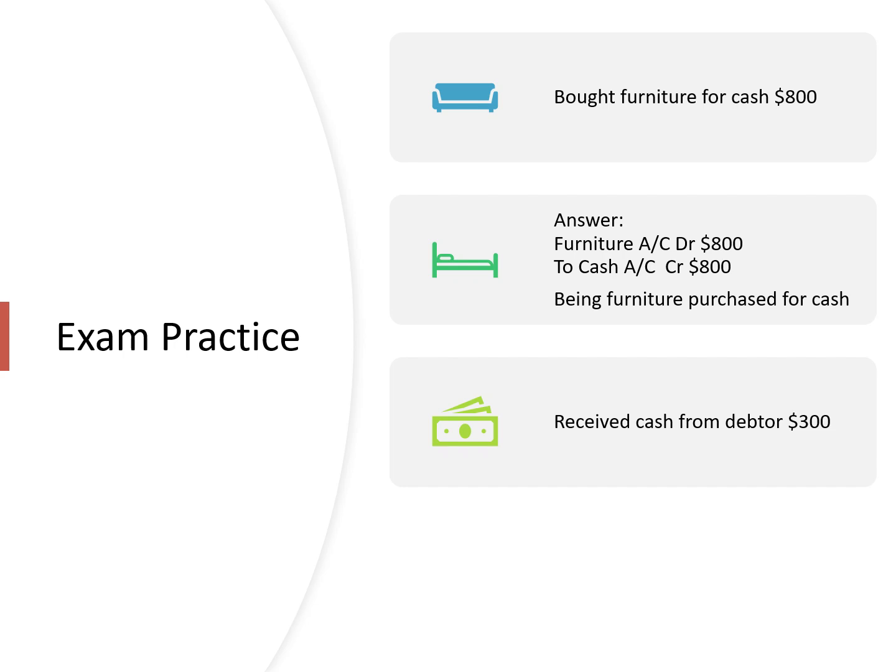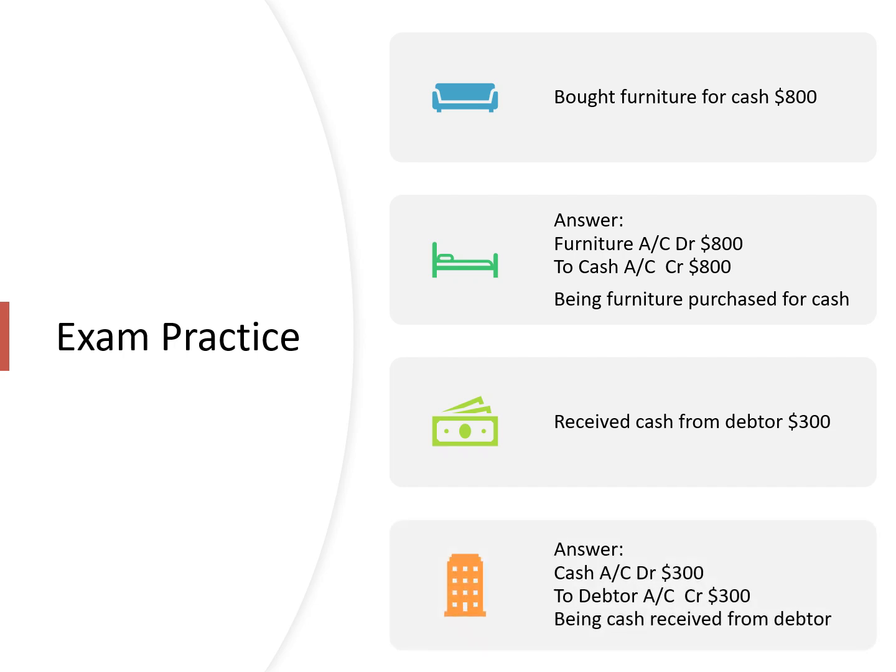Let's look at another example. Receive cash from debtors $300. What is the double entry? So the double entry is we debit cash $300 and we credit debtors $300, and the narration will be being cash received from debtors. So always ask who gives, who receives.